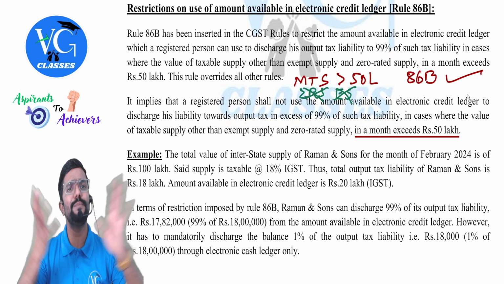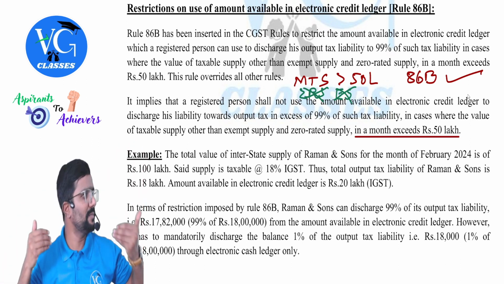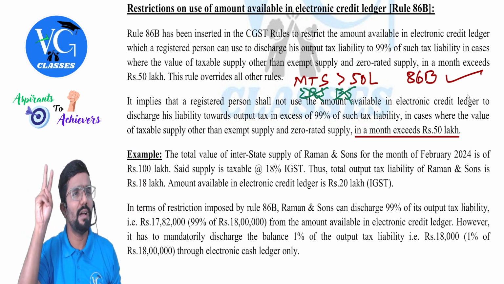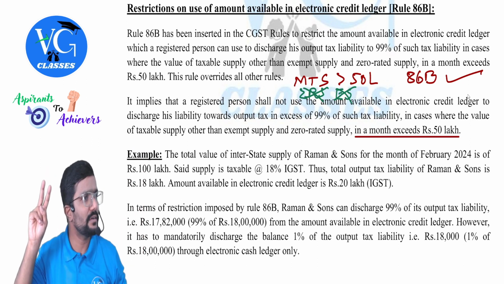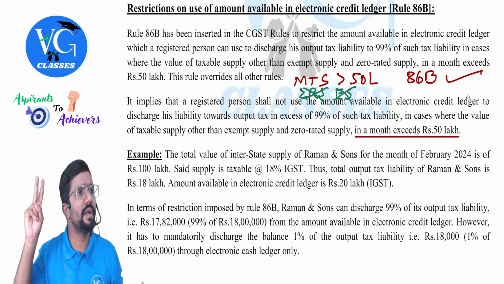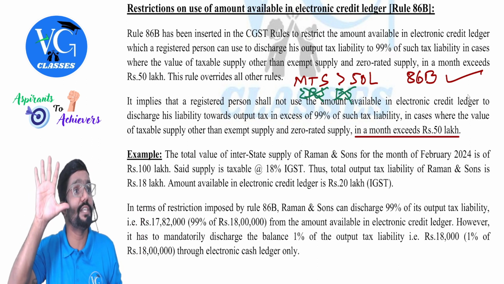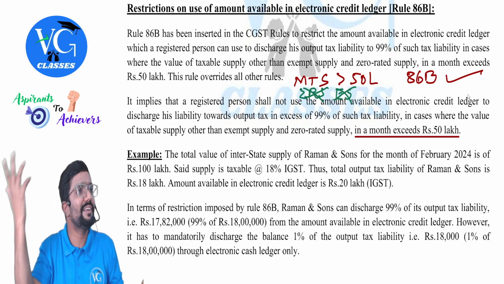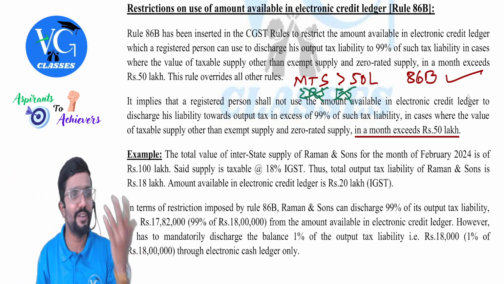Now listen. My monthly taxable outward supply is 80 lakh. Is Rule 86B applicable? Yes. But listen, my output tax is, assume, 20 lakh. I have a credit of only 15 lakh. Can I use full credit? Yes. 20 minus 15. How much am I paying through cash ledger? 5 lakh. Is 5 lakh more than 1% of 20 lakh? Already yes. Clear? If you have short credit, they don't care.